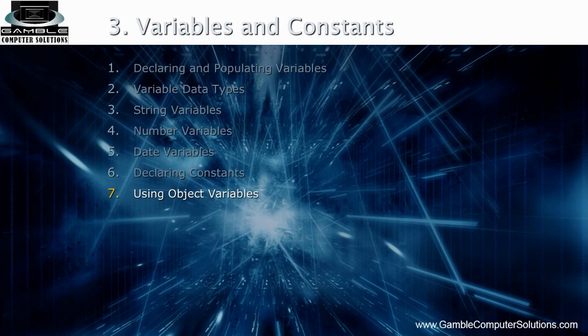In this video, we'll take a closer look at the use of variables for storing references to Word objects. We'll be talking about using variables to store references to the document object, the range object, the table object, and the row object. However, as you'll see throughout the course, variables can be used to store references to any Word object.